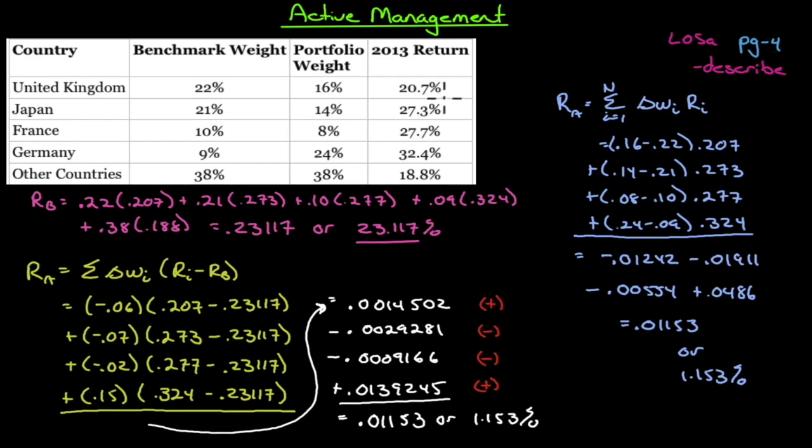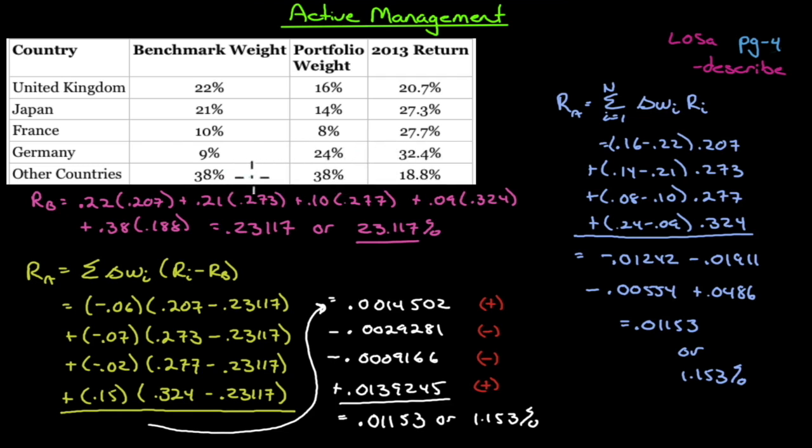So when we look down this column, if the benchmark is 23.11%, what would add value? Well, this is 20%. So we should see that the portfolio underweighted this one if it wants to add value. Did it? 16 versus 22. That's a good decision. This is 27.3%. This had a return greater than the benchmark, so we should be overweight that. Are we? We're underweight that. That's a bad decision. Next one was 27.7 versus 23. We should be overweight that one. We're underweight that. Next is 32.4. We definitely should be overweight, and we definitely are overweight by a lot. That's a really good decision.